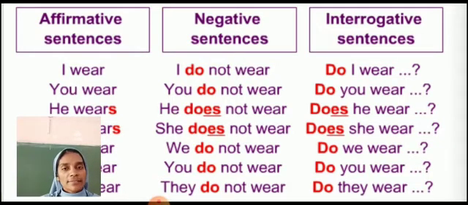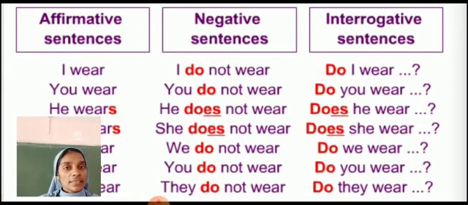I wear. The subject here is I. Wear is the verb, the base form of the verb. I wear. What is the negative of this sentence? I do not wear. How to make the question sentence? Do I wear? Next one, you wear. Negative sentence, you don't wear. Question sentence, do you wear?